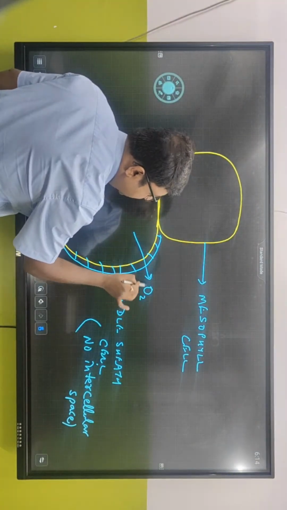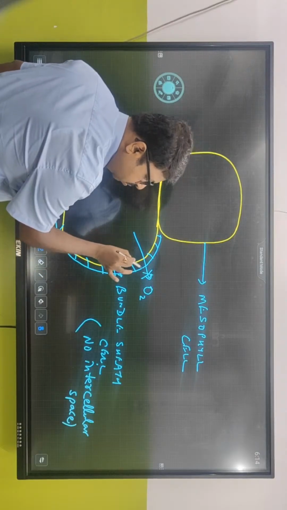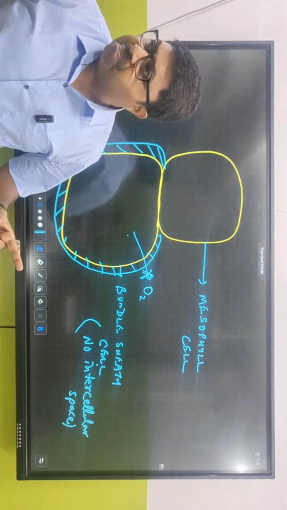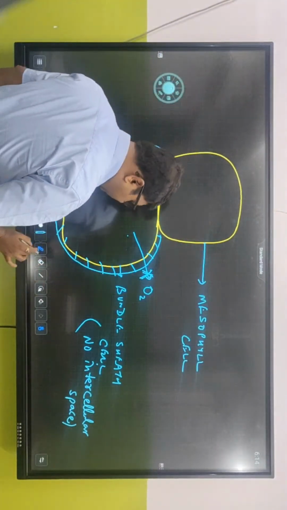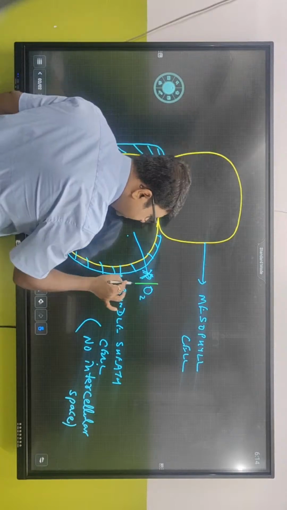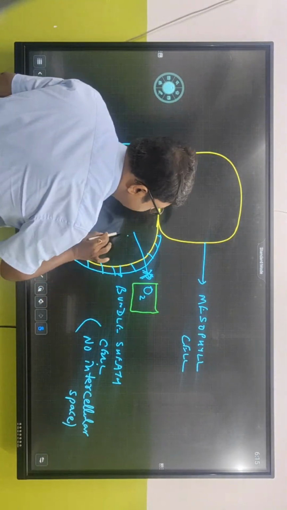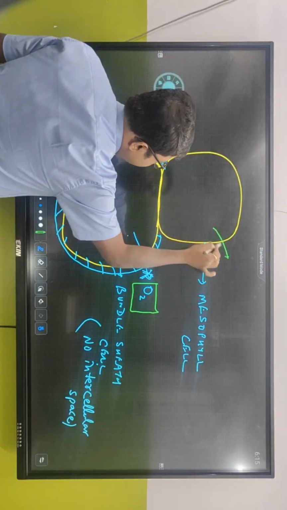Oxygen ekhan theke normally release kore na. We will talk about oxygen is not being released from the bundle sheath cells. And it's a very, very important aspect. Why? কি কারণের জন্য অক্সিজেন এখান থেকে ইভলভ করে না? We will talk about that. But oxygen can liberate out from the mesophyll cells.